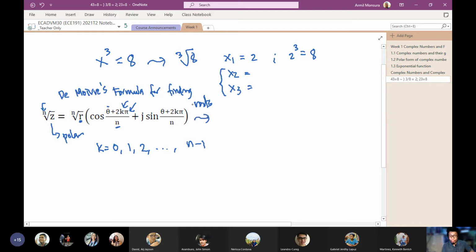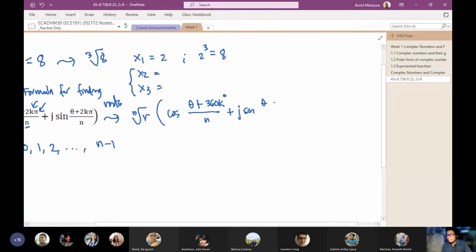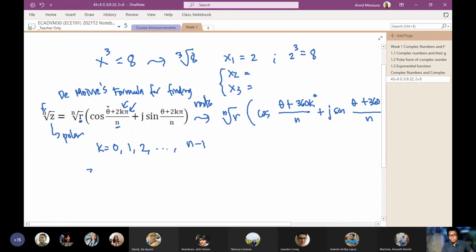Another version of this formula is the nth root of r times cosine of (theta plus 360k degrees) divided by n, plus j sine of (theta plus 360k degrees) over n, if you are in degrees. So, ganito gagawin natin in this case. If you're looking for the cube root of 8, or basically the cube root of 8 plus 0i, what is 8 plus 0i in polar form?